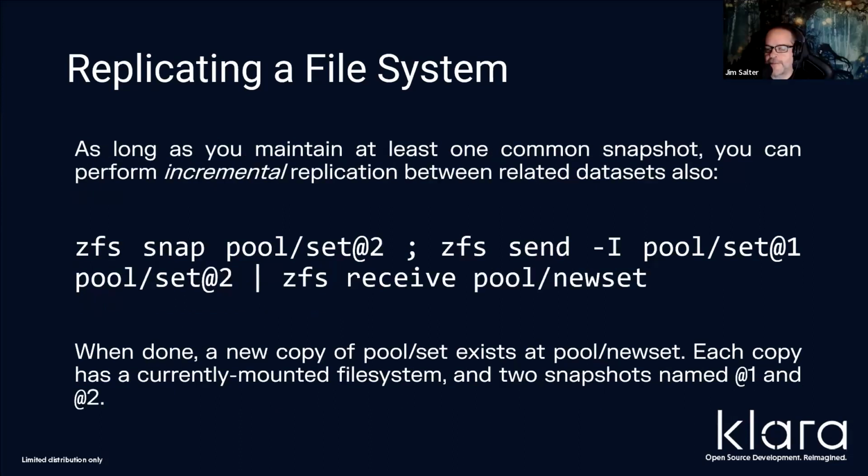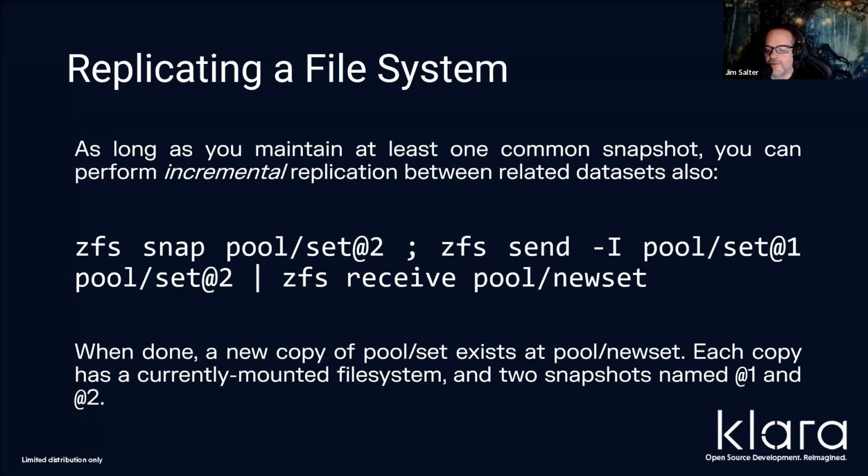Go ahead and move to the next slide. Already did. Oh, duh. So yeah, and that @1, that is your common snapshot between your source and your target. As long as you have at least one common snapshot, you can do incremental replication, which is where the magic really happens, in my opinion.